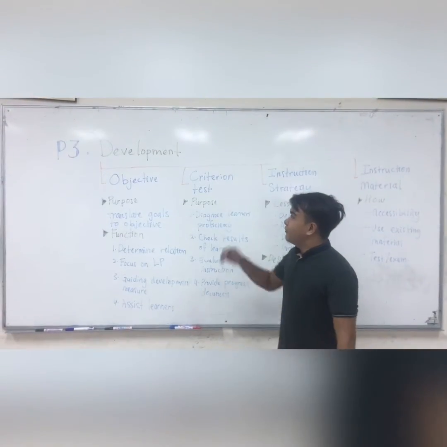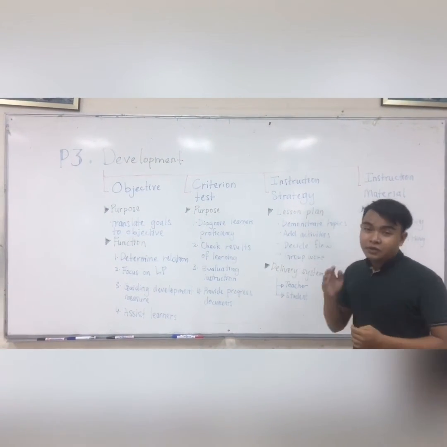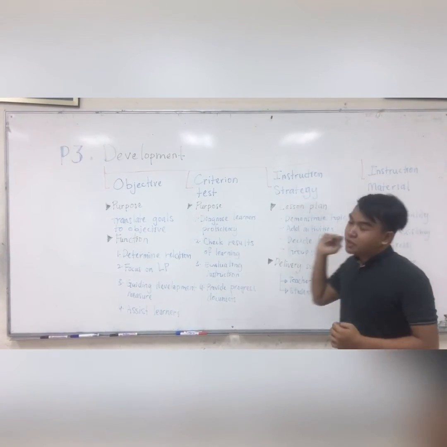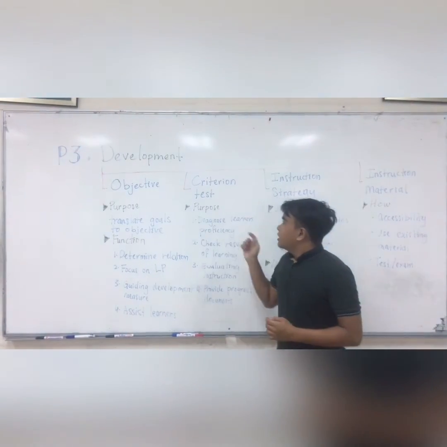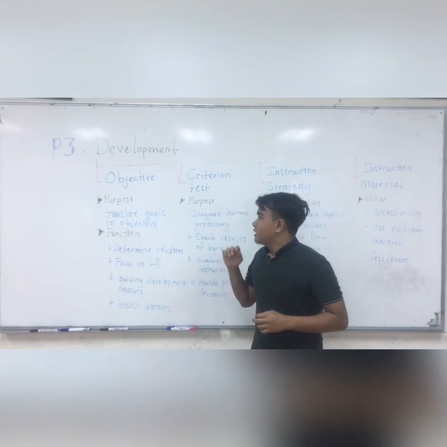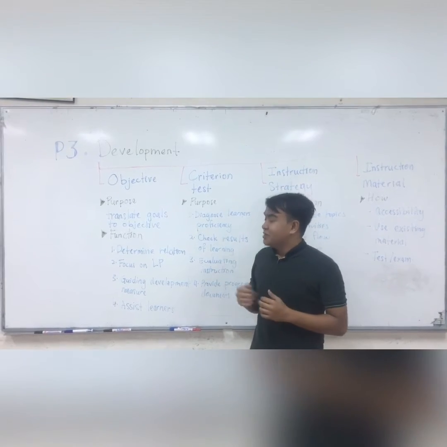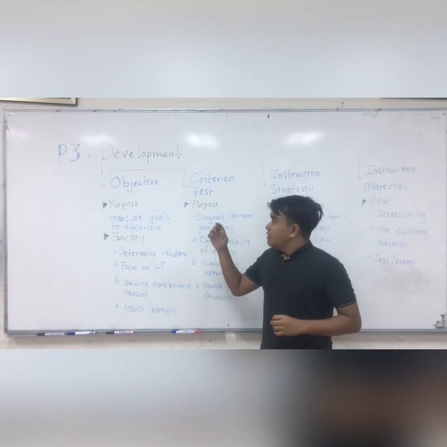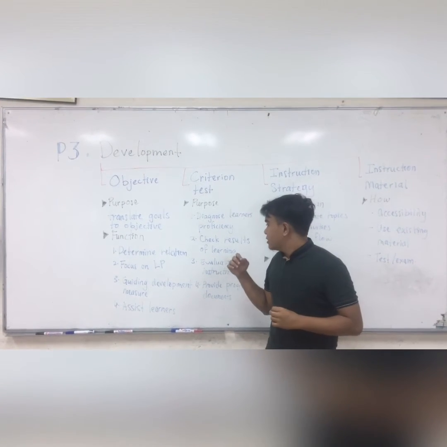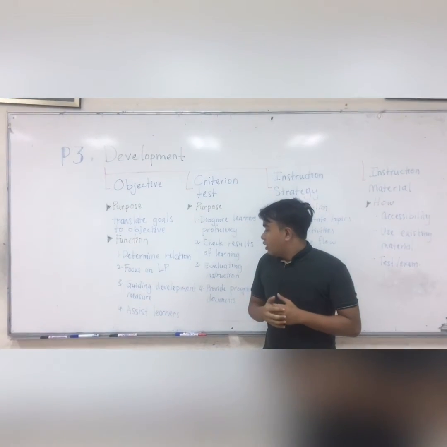I will explain the third phase, which is development. This phase consists of 4 stages, which are objective, criterion test, instruction strategy, and instruction material. I'll explain the first and second stages. The first stage is objective. The purpose of this stage is to translate goals into specific and detailed objectives. The function of this stage is to determine whether the objective is related to the goals, and it also focuses on the lesson plan.